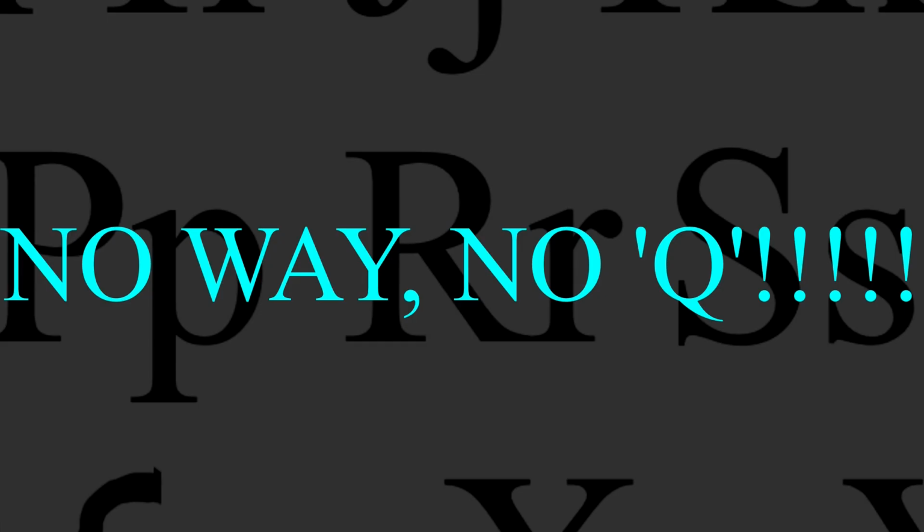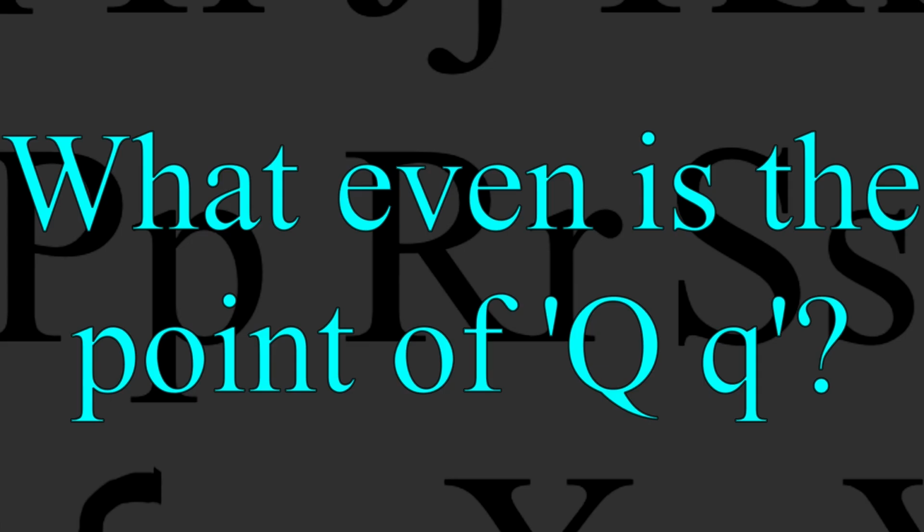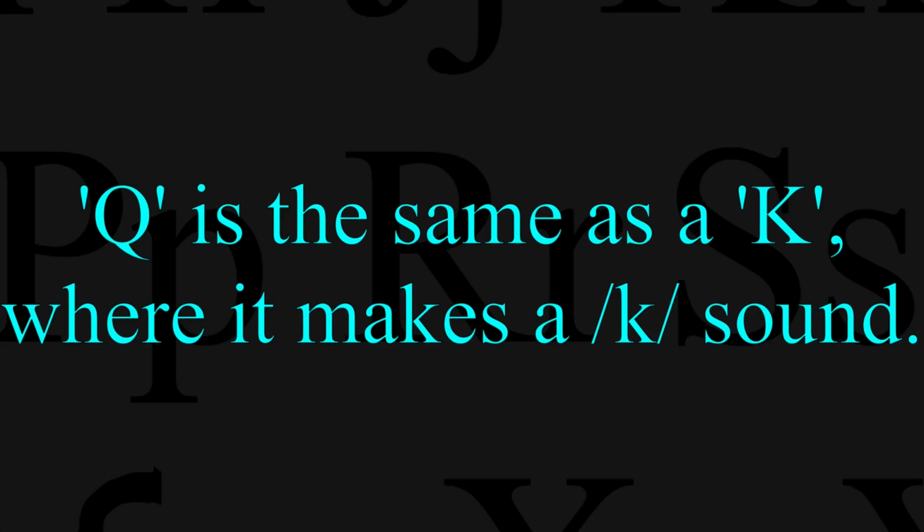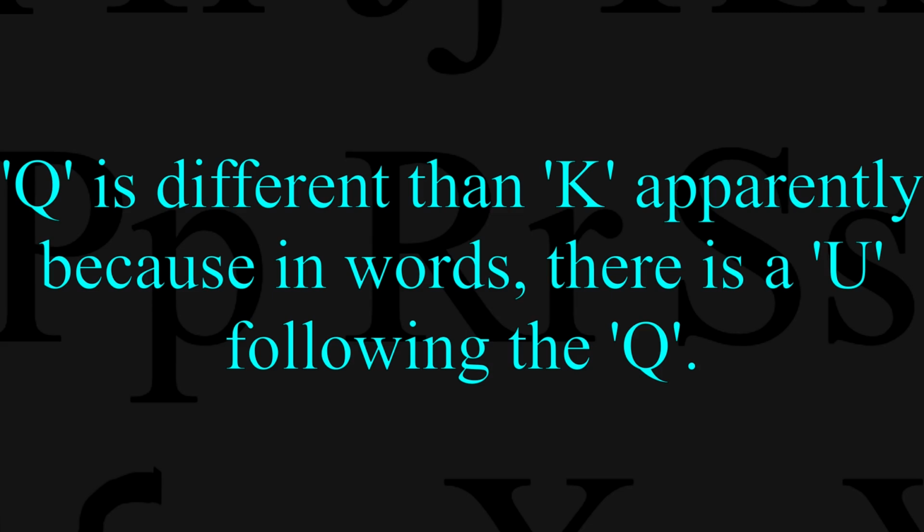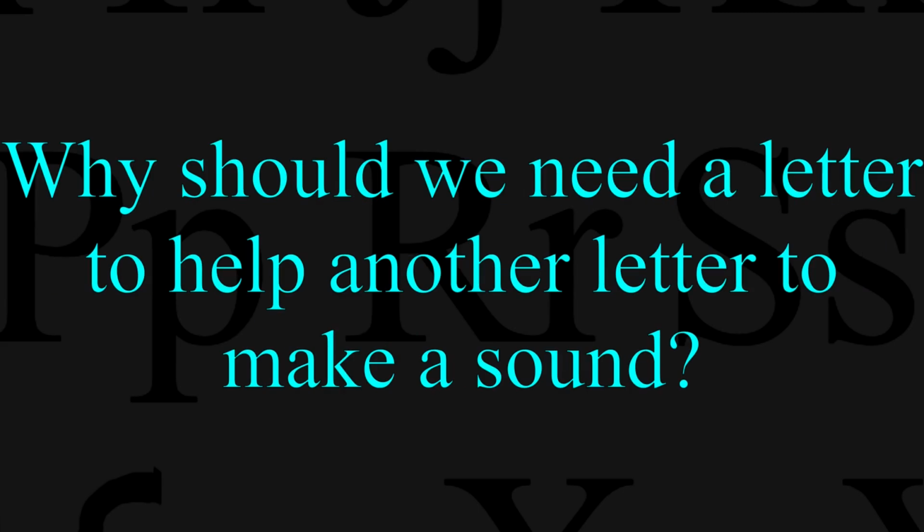Right, what letter comes after P again? R. Wait, where's Q? That's right, in my updated English alphabet, Q is gone, and the YouTubers who made videos on redoing the alphabet are on the same page as what I think of this strange letter. What even is the point of Q? It literally makes a K sound. However, what apparently makes this letter different from K is that in words, there is a U after the Q. But why? Why do we need a letter that helps another letter to make a sound?